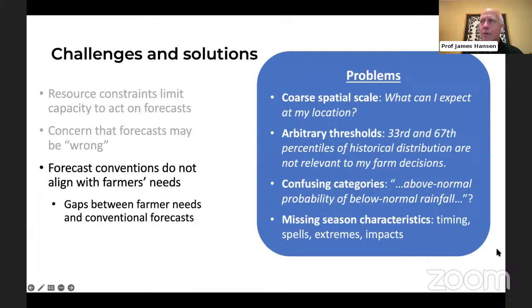They're often misunderstood because they're not defined. So what does normal rainfall mean? Normal rainfall does not mean what occurs most often. It doesn't mean good rainfall. It means the middle 1/3.